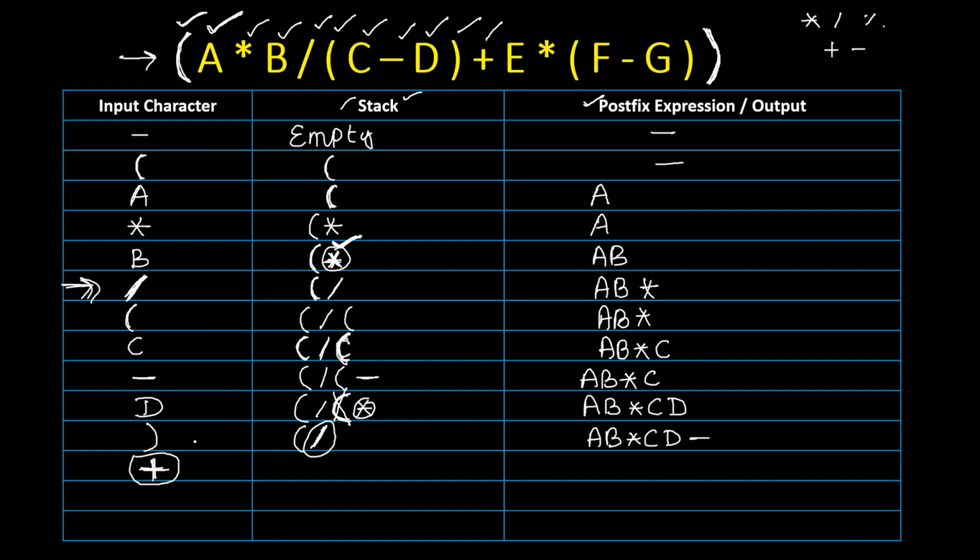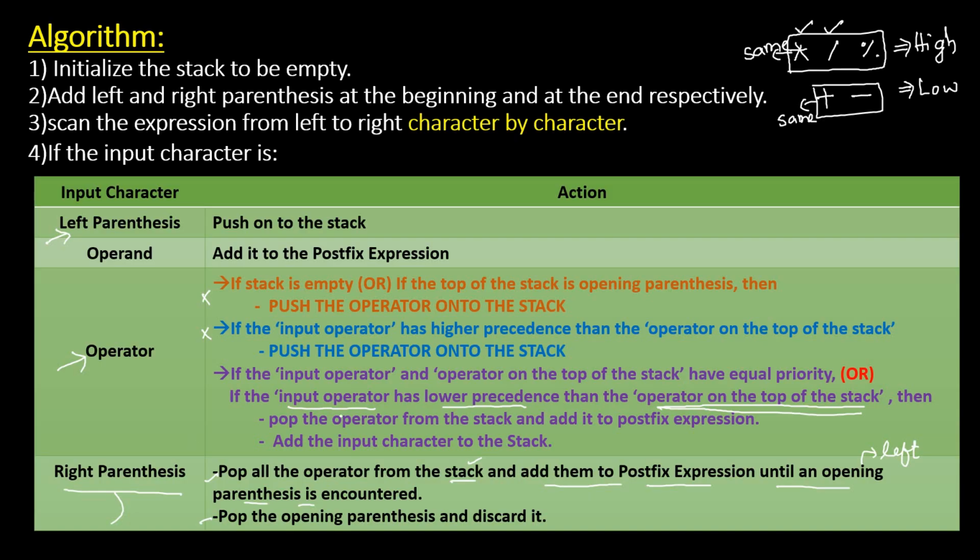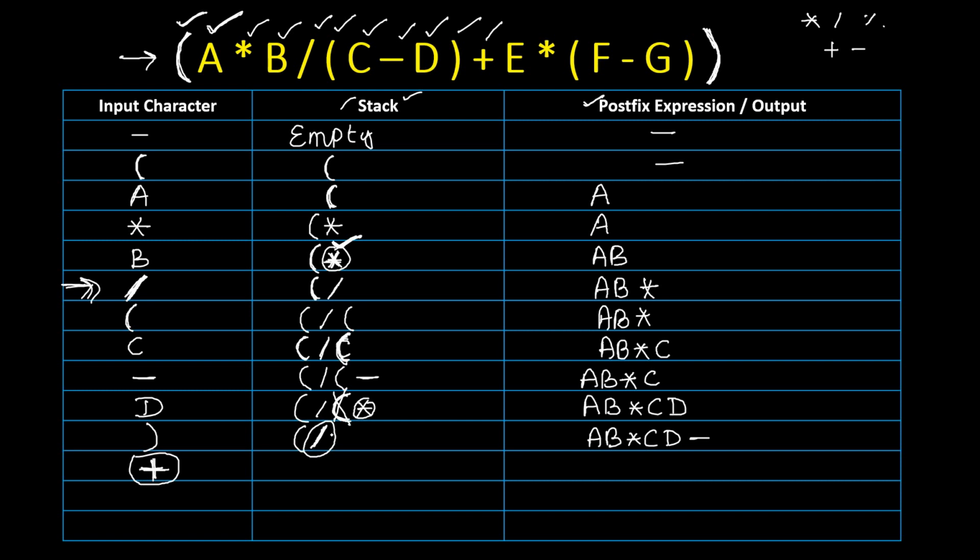Now in this case, what do we have to do? These two steps we have to follow. Pop the operator from the stack and add it to the postfix expression. So pop the operator means this division will be removed here and it will be added to the postfix expression. So after minus you add division also. And what is the second point?